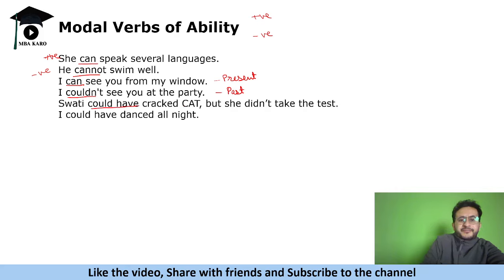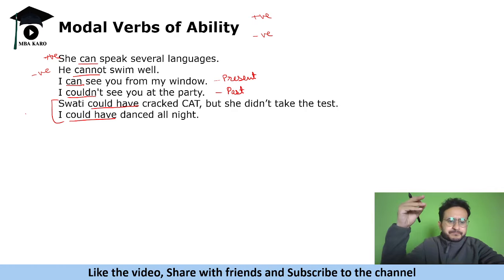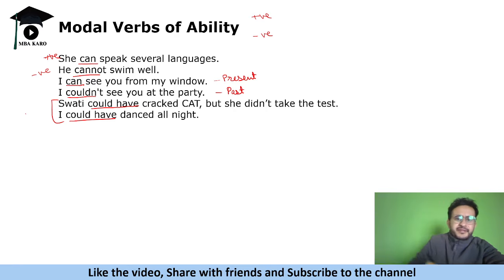So could have, okay. Basically, whenever you say that something could have been done but it did not happen, there we use could have. So we say, I could have done better, but I could not. Whenever you have some reason, or you try to justify that. Swati could have cracked it, but she did not take the test. That thing could have happened, but did not happen because of this.